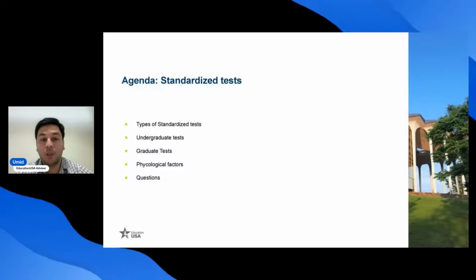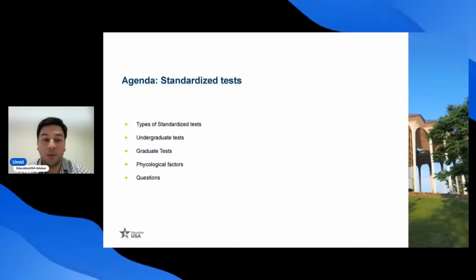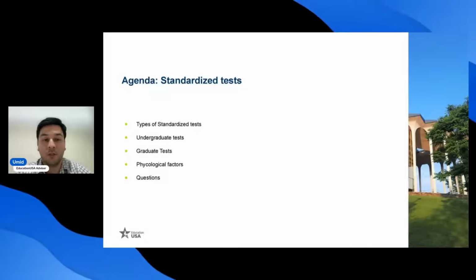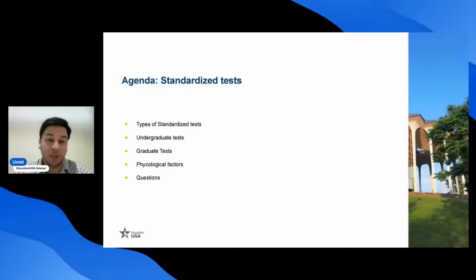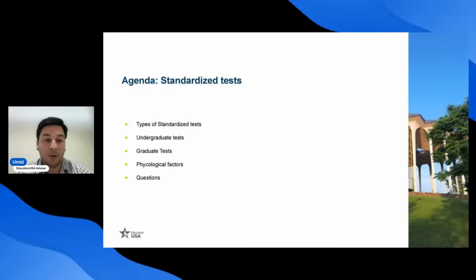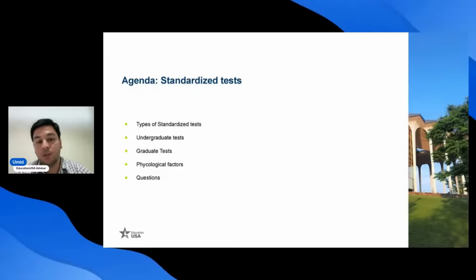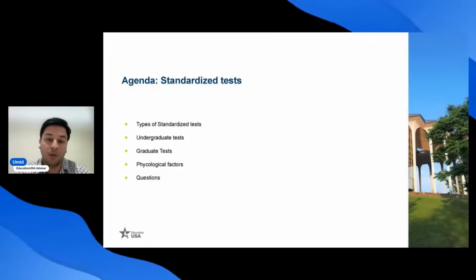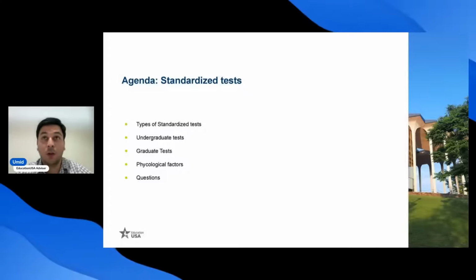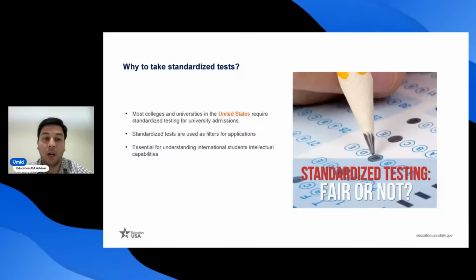So today we're going to talk about standardized tests. In particular, we're going to cover what types of standardized tests are required by most universities in the United States. We're going to go into detail on the undergraduate tests, the graduate tests, and some psychological factors that influence students in achieving low or high scores.